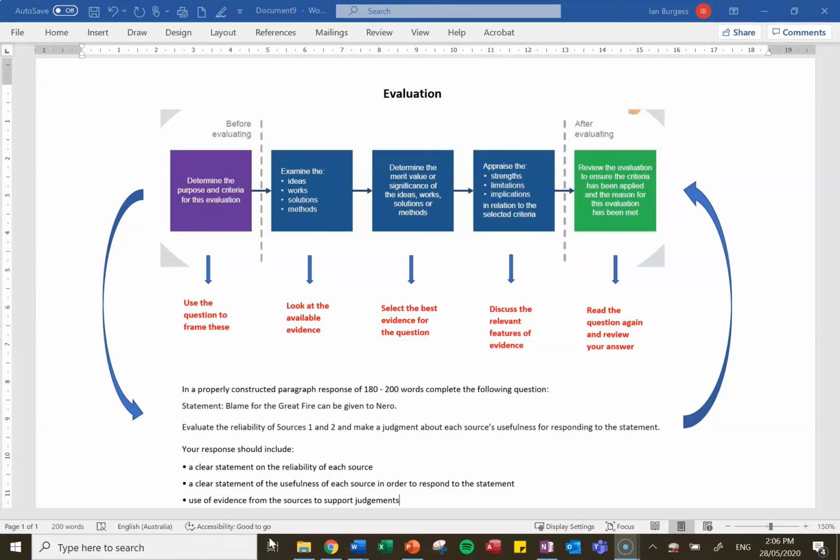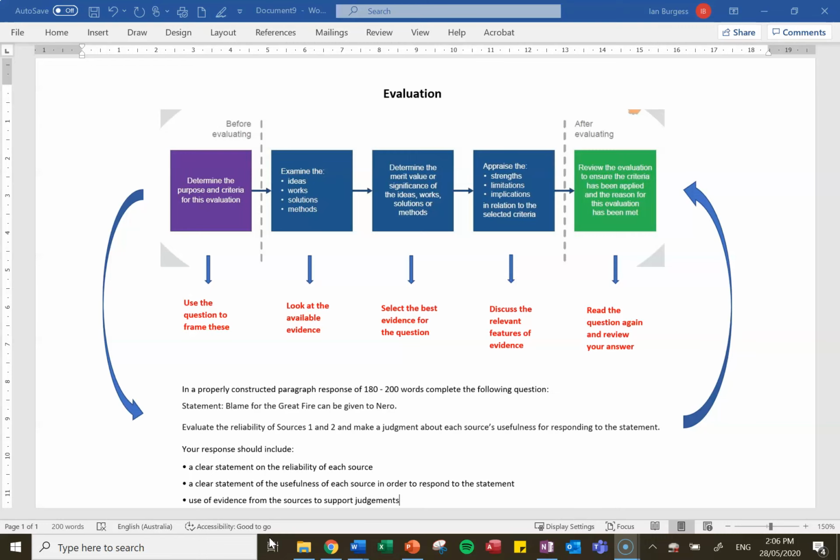When we select that evidence, we need to discuss it. We need to talk about its strength, its limitations, its weaknesses, and the implications that come from that. That's the so what: if we accept that a source is biased, does that make it something that we can't use in developing this argument? Should we just ignore this because of that bias? Those sorts of things can influence what we're doing.